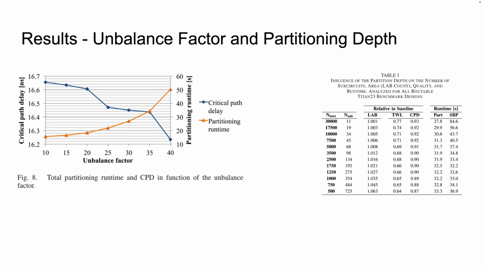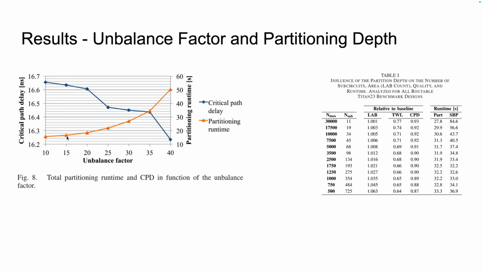Okay, thanks Juan for the explanations. So getting to the results. First, they explore what exactly would be the best unbalance factor and how much we should partition things. So for unbalance factor, they realize that the more freedom they give to the partitioner, the better quality they get.